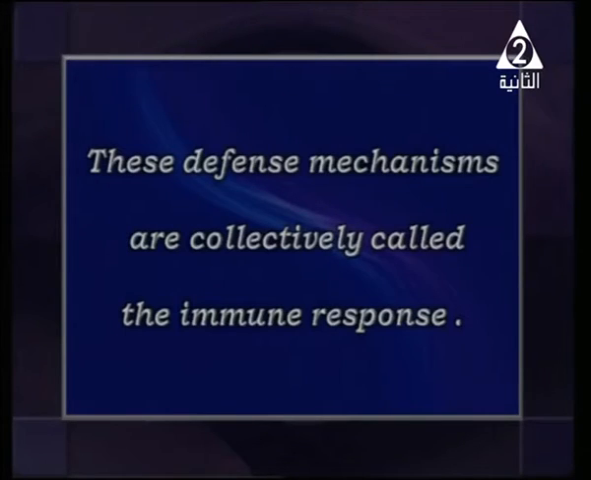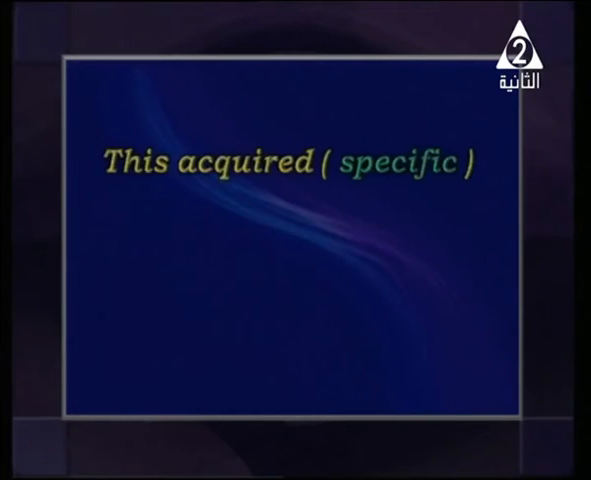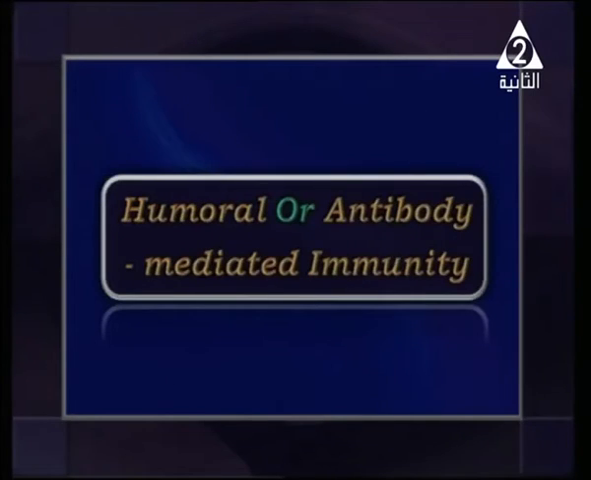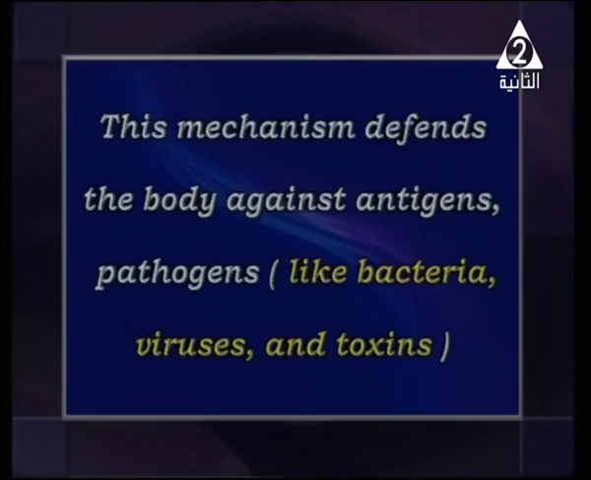But why are they called that, what is their function, and how are they classified? Well, this acquired or specific immunity is done by two main mechanisms. The first one is humoral, or antibody mediated immunity. Actually, this mechanism defends the body against antigens and pathogens like bacteria, viruses, and toxins.